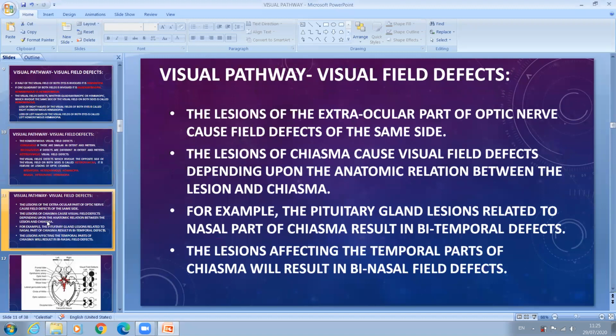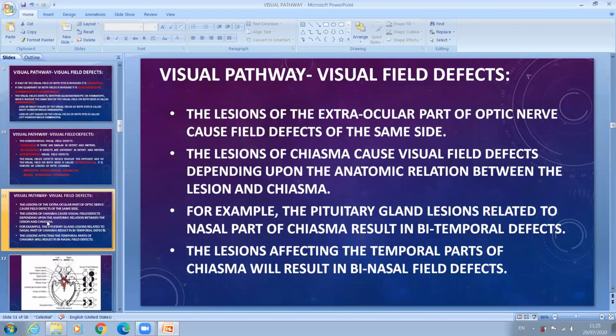The lesions of the extraocular part of the visual pathway, visual field defects of the different areas of the disease. Mind it, when we are discussing the visual field defects of the optic nerve, and when we are discussing the visual field defects of the optic tract or the optic chiasma, actually we are discussing the visual field defects of those lesions of the CNS which are affecting different parts of the visual pathway.